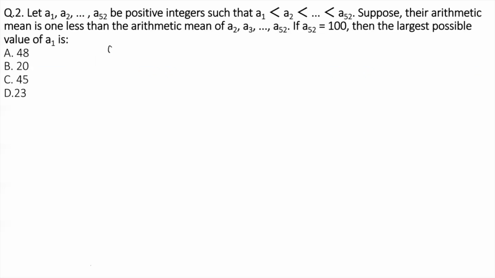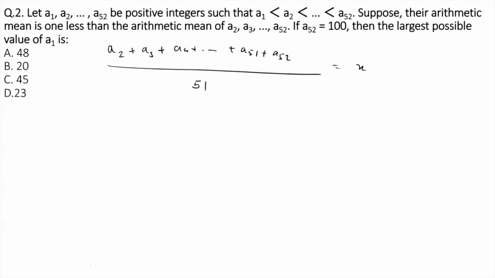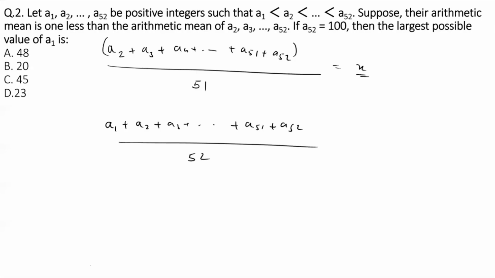So first of all, let's write the arithmetic mean of a2 plus a3 plus a4 up to a51 plus a52. These are 51 terms excluding a1. So arithmetic mean is the summation of all these values upon 51, which is equal to, let's say, x. I'm calling the arithmetic mean as x. Sum of all the terms divided by number of terms. Similarly, I can find out the value of the arithmetic mean of a1 plus a2 plus a3 up to a51 plus a52, summation of all these numbers upon 52.